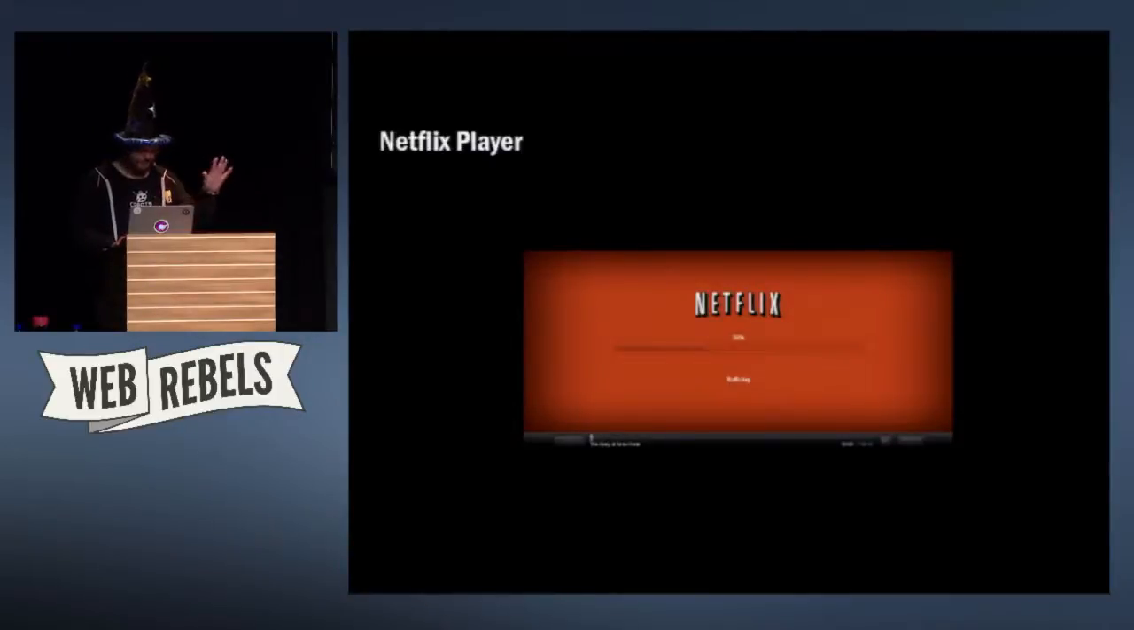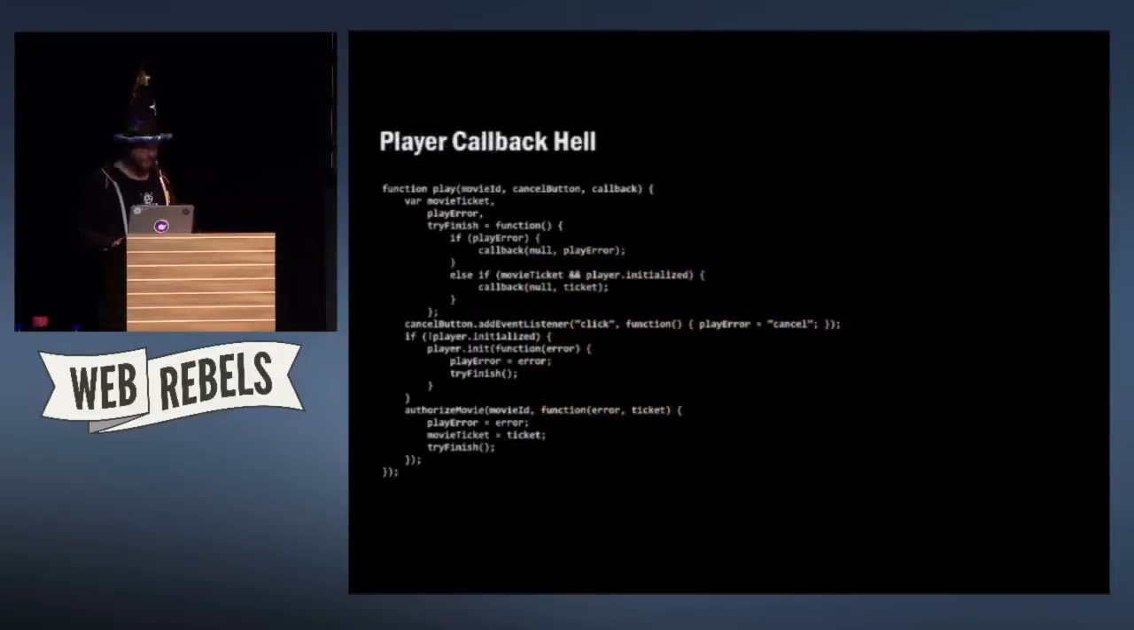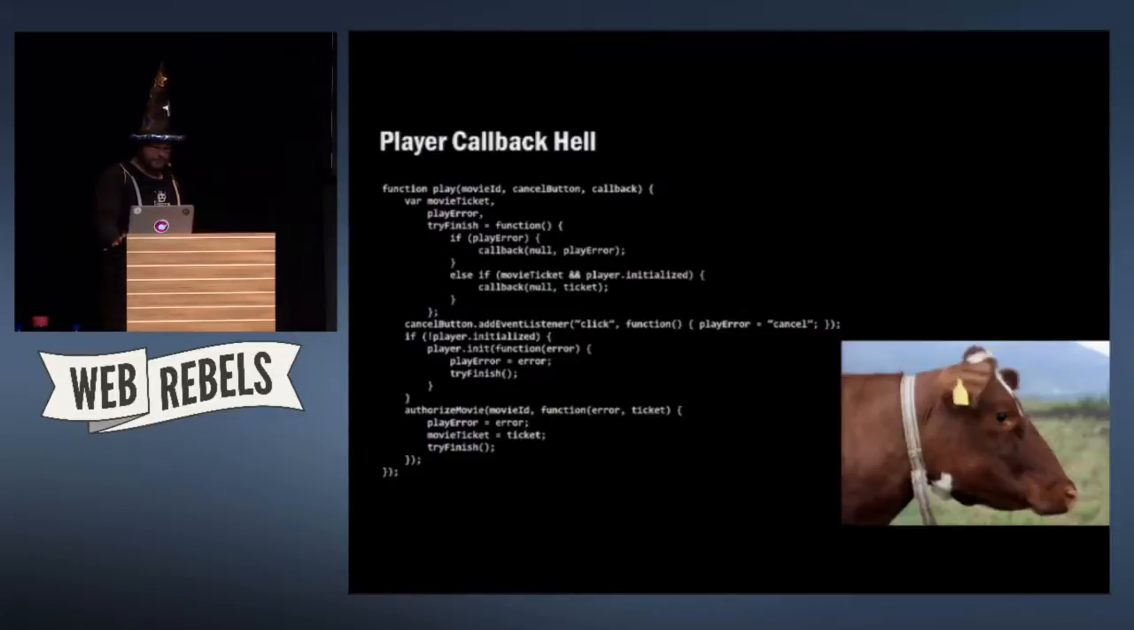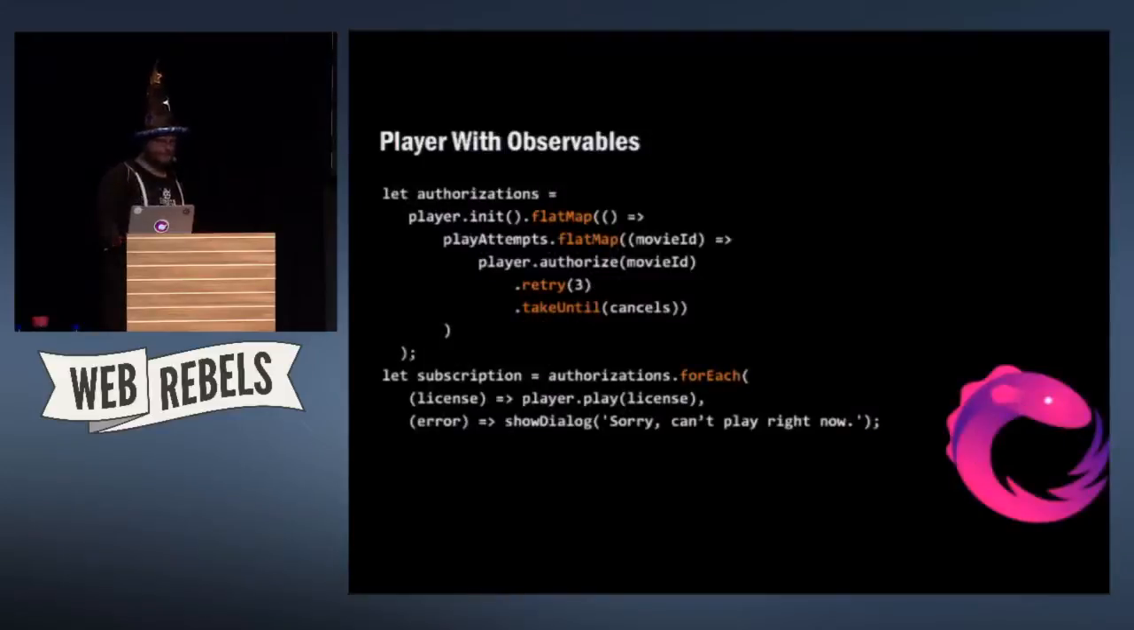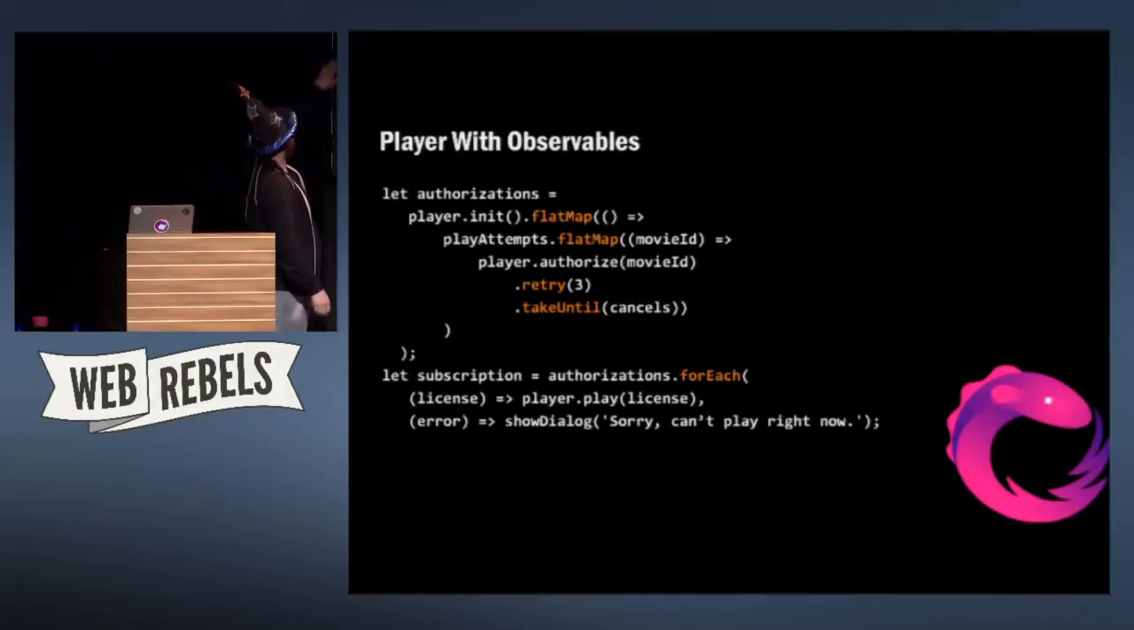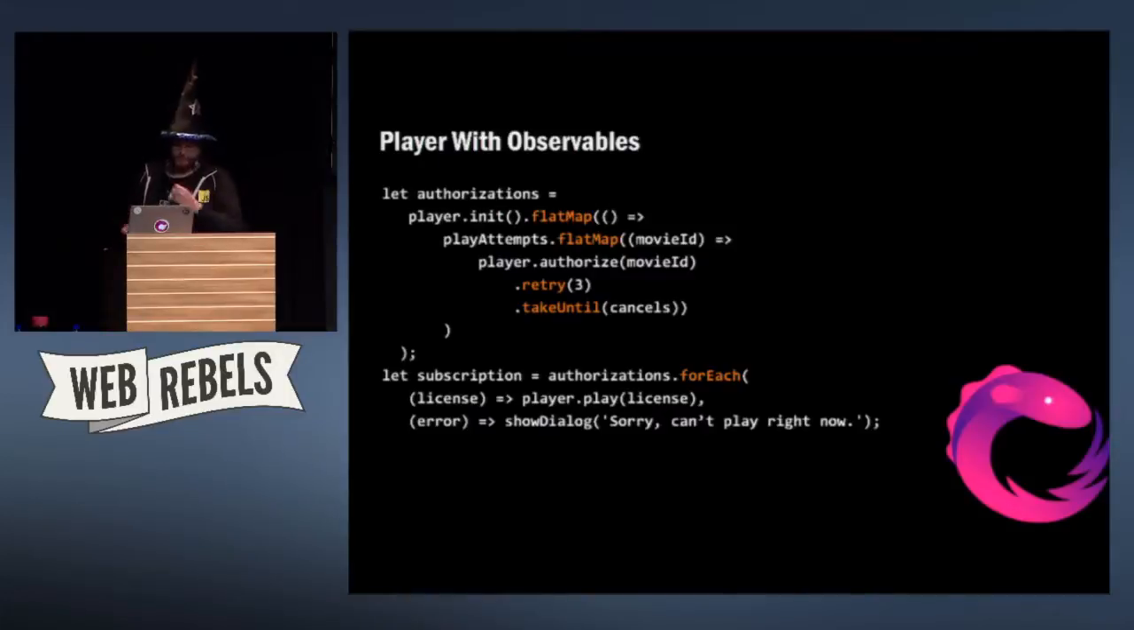Like I said, all of these slides are available. You can take a look at all the code that you needed to beforehand. But callback hell, as we had before, can easily be redone in such a way that we can say initialize, flat map to the play attempts, then authorize the movie, try 3 times, and then take until the cancel. So it's gone even further than the previous example because we actually have a way of hitting that cancel button and canceling the entire request.